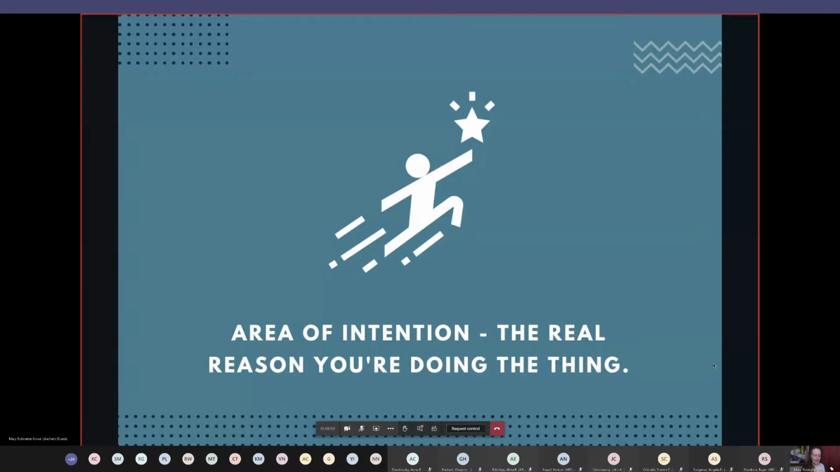This is basically the underlying reason that you're doing something, the area of intention. It's easy to get caught up in trying to fix a roadblock, and we just focus on the roadblock to the point that we forget what our actual intention was. The area of intention is the problem you're trying to solve, the actual problem. So ask yourself, is what you're trying to solve the actual problem, or is it just the problem that's in front of you? What is your area of intention?